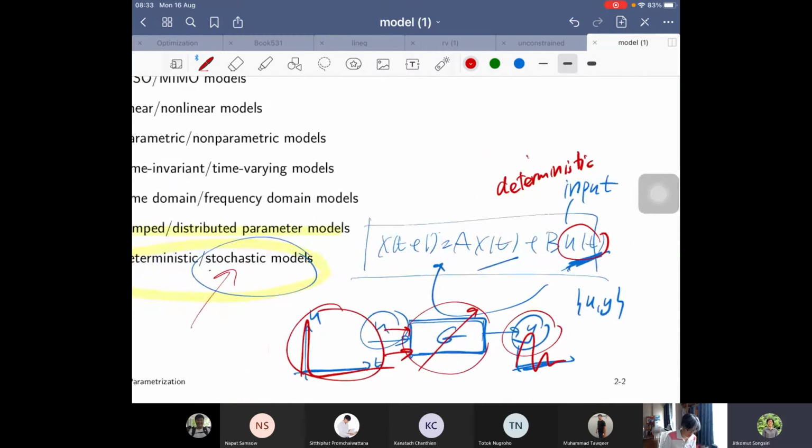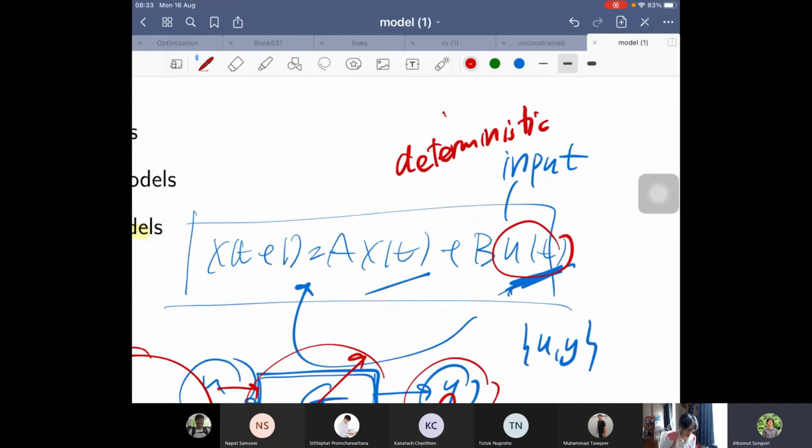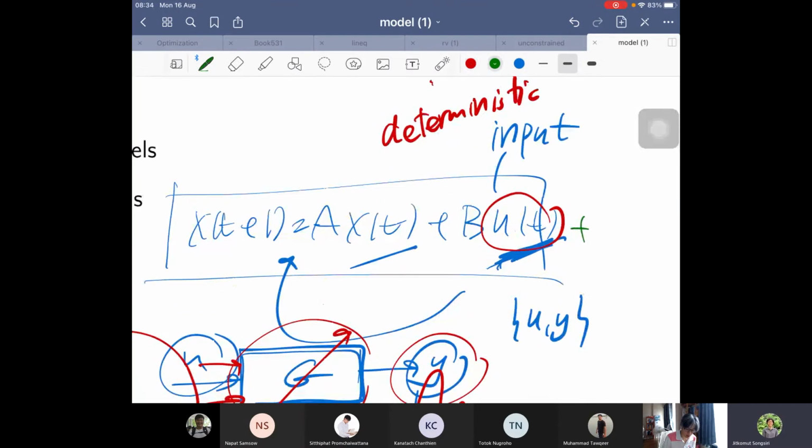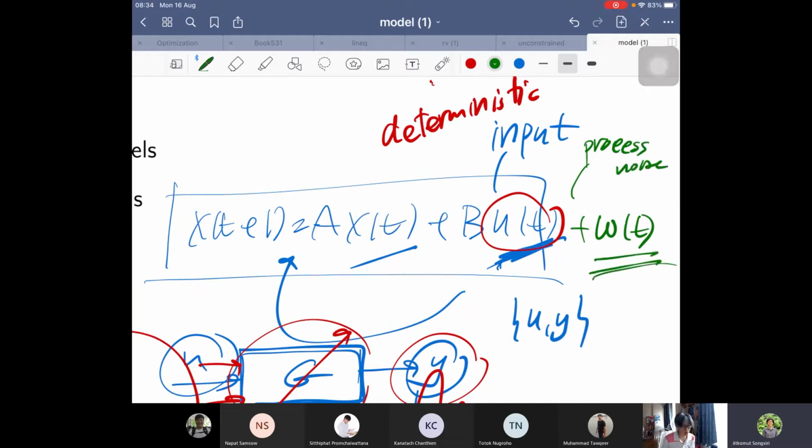When we talk about a stochastic model, it means that the model contains some other random entities. Most of the time we model it so that the equation contains some random noise. This is called process noise, and in this case it is called a stochastic model. Without this term, the traditional state space equation we learned in the linear system class, the blue one and the yellow one, is a deterministic model.